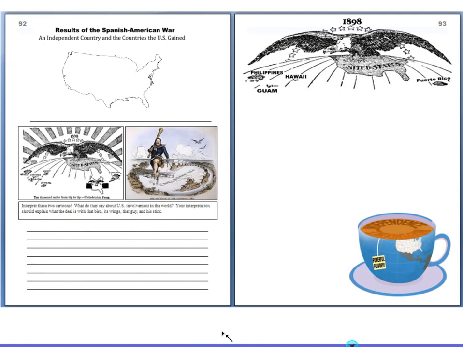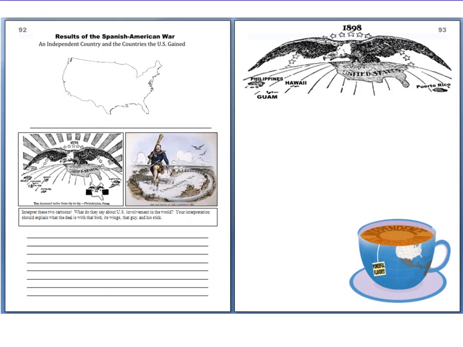These are the pages you have for your notes and for your work at home. The right-hand side, page 93, is where you're going to be taking your notes. We'll get to that in just a second. Over here, page 92 is information that you're going to need to know, and results of the Spanish-American War here. On this part here, I want you to put down the information that you're going to learn on upcoming pages.